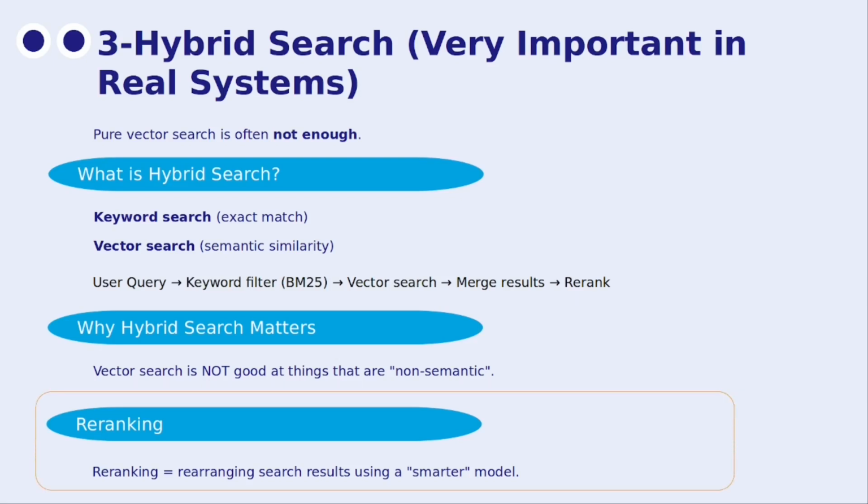Ranking. After retrieval, we usually re-rank the results. Ranking improves precision, grounding, and relevance. Production RAG systems almost always use re-ranking.